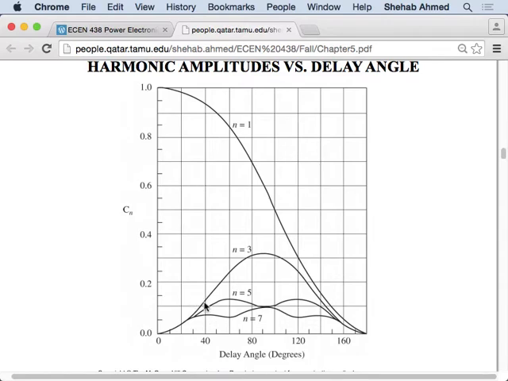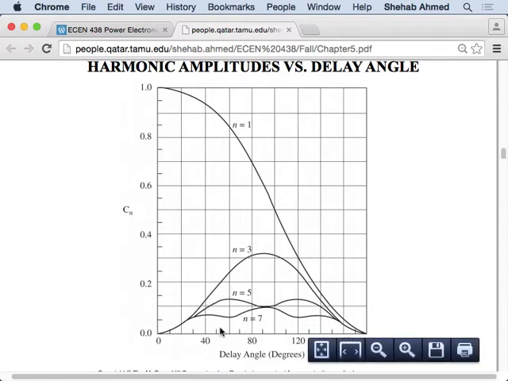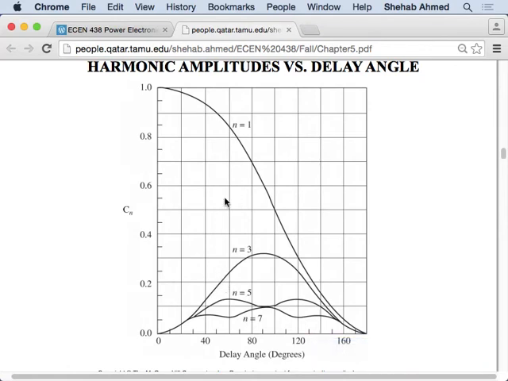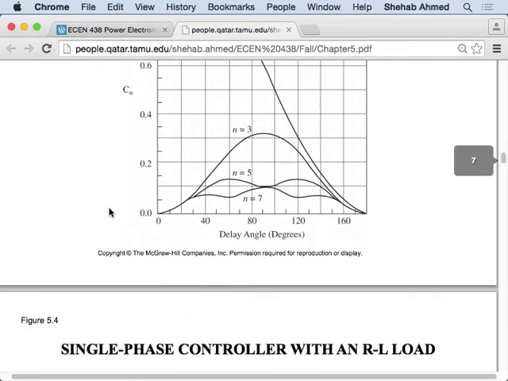I mean, at a delay angle of 50 degrees or so, they're 20% of the fundamentals. So you will see them. You will not see a nice pure sine wave yet. But if you put in a nice ideal filter, you will only see this one. So this is a graphical representation of the Fourier series of this waveform as well. Cn is the Fourier series component that we talked about in chapter 2. So any questions on this? We agree there will be some harmonic content with this application.